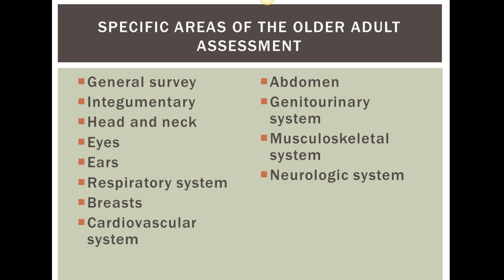Now we're going to look at specific areas of the older adult assessment. With the general survey, you're going to monitor vital signs and nutritional status. With their skin, you will look at skin, hair, nails, and measure any lesions. Observe the head and neck, check for smelling ability, sense of taste, neck range of motion, palpate neck veins and carotid arteries. With the vision, you will check visual acuity and visual fields. You'll ask about a history of glaucoma or vision problems. For ears, you will check hearing and also check for an increase in cerumen.